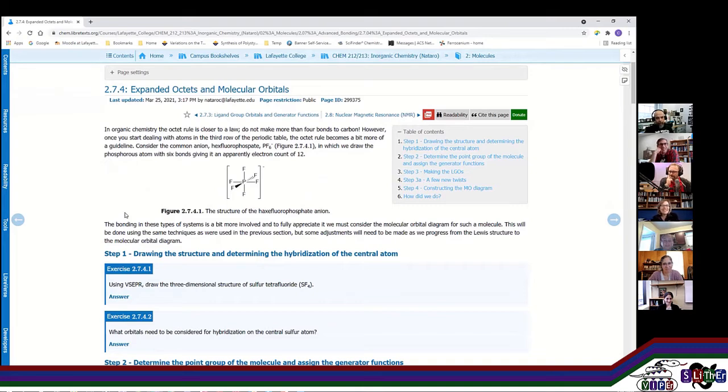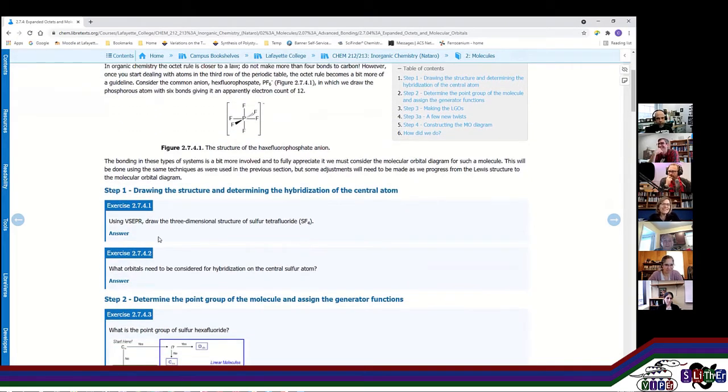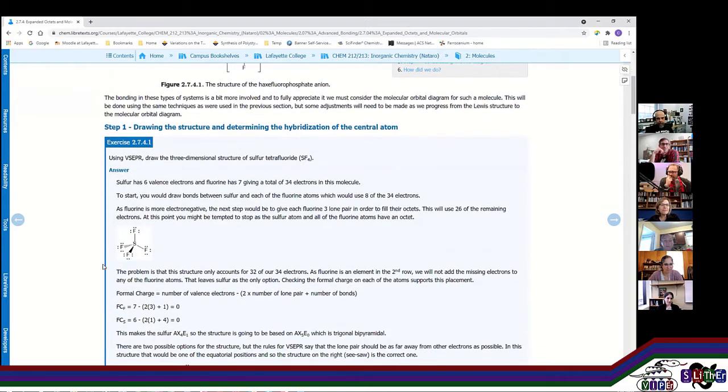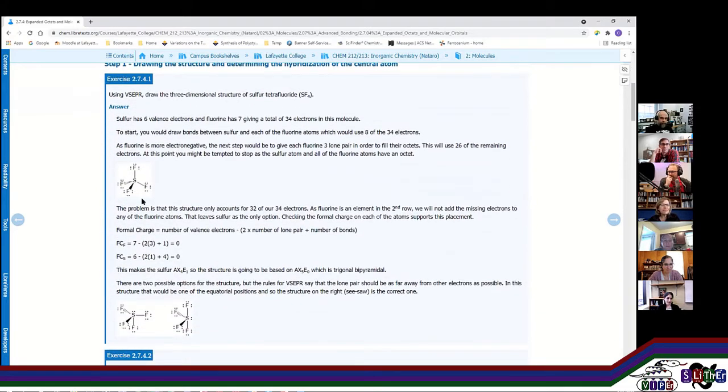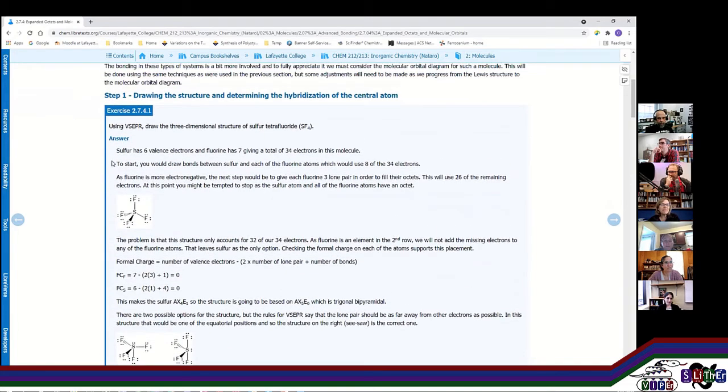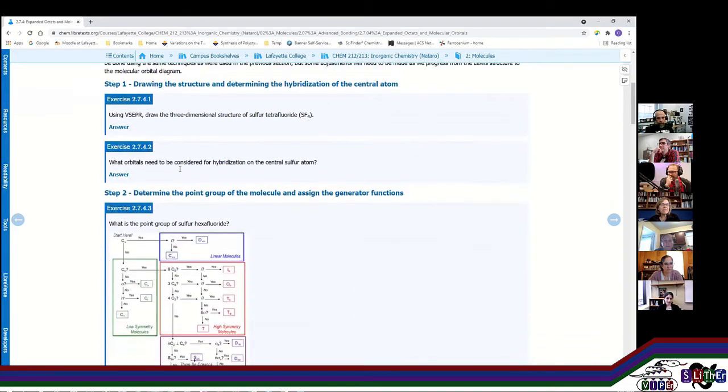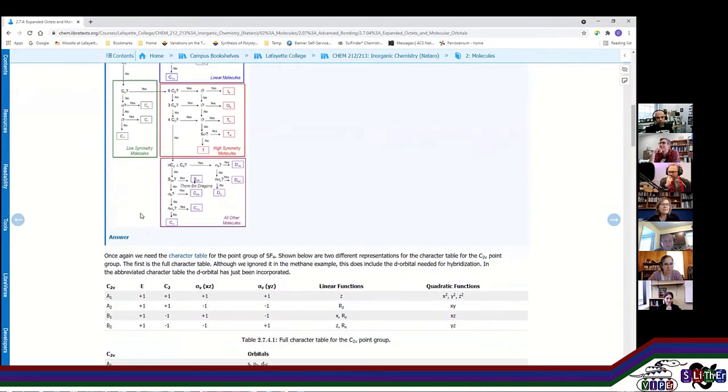It's not true. So using VSEPR, draw the three-dimensional structure of sulfur tetrafluoride. They can click, they can get a nice little answer. Oh no, it's not tetrahedral. You forgot a lone pair. So we get the seesaw shape. So then we go through and we find the point group.